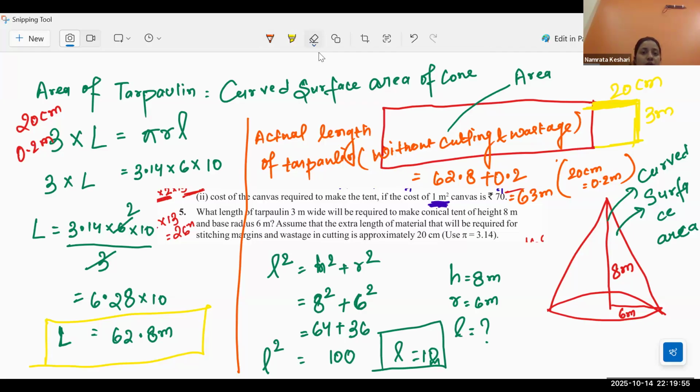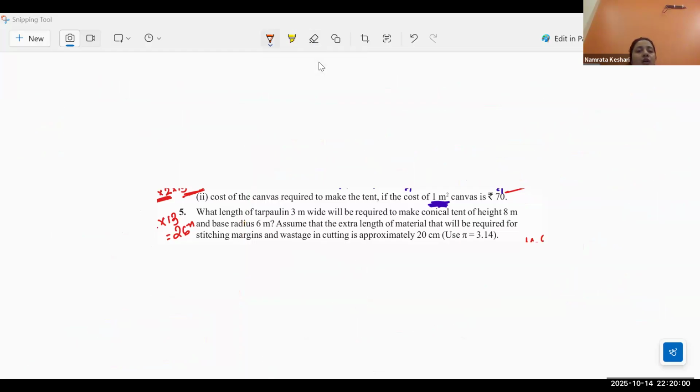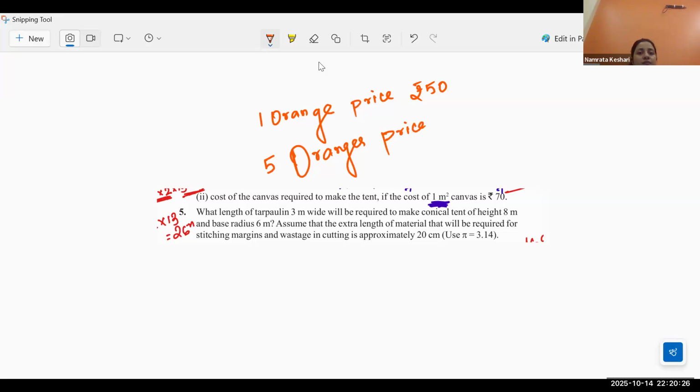If you are done, then I'll tell you the next question. Okay, let's try understanding the next concept, which is nothing but the unitary method. Suppose one orange's price is 50 rupees, and if you have to find the price of five oranges, you will do the multiplication, right? That is 50 into 5.